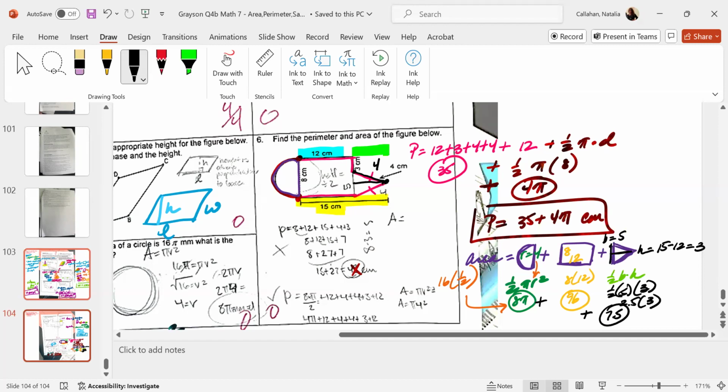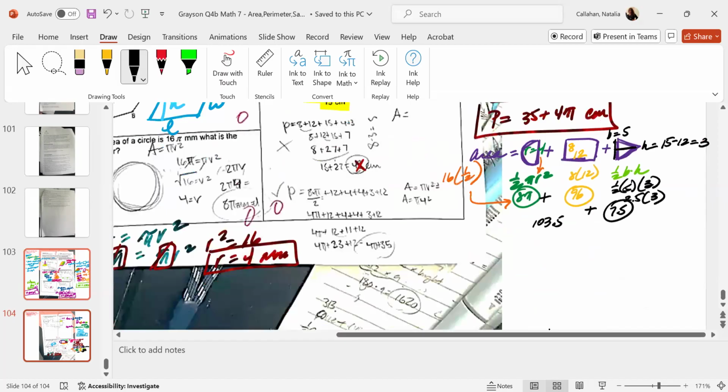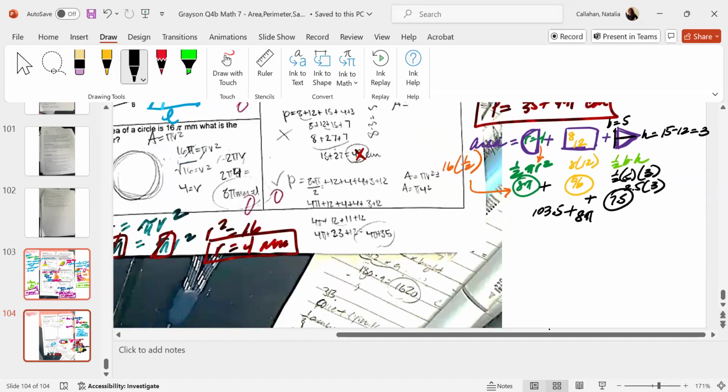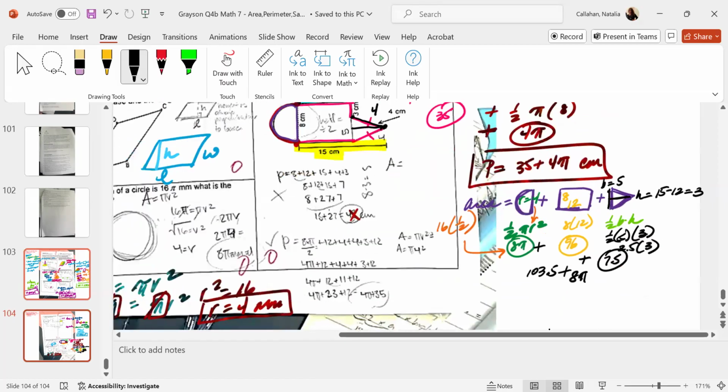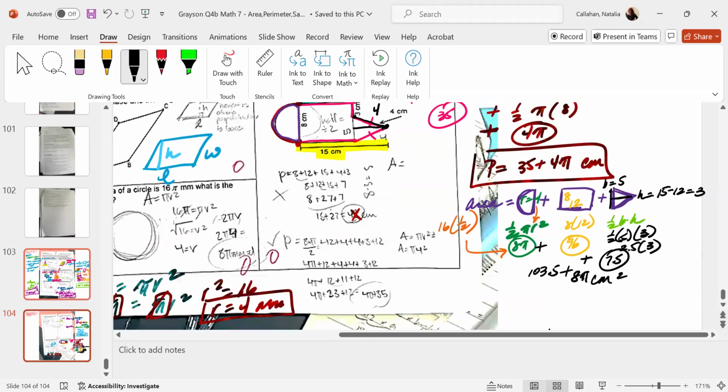So we're gonna add them together. 7.5 plus 96 is gonna give you 103.5, yes? Plus, don't forget your 8 pi, and the unit is centimeters. We're looking for surface area? Yeah, surface area. So this is your answer. Got it? Okay, that concludes everything here. I'm gonna end this and you can copy it down.